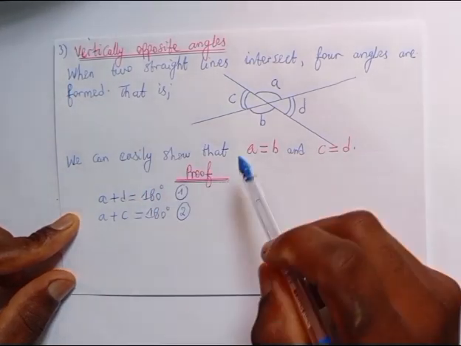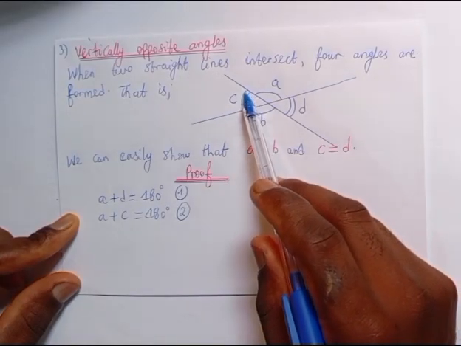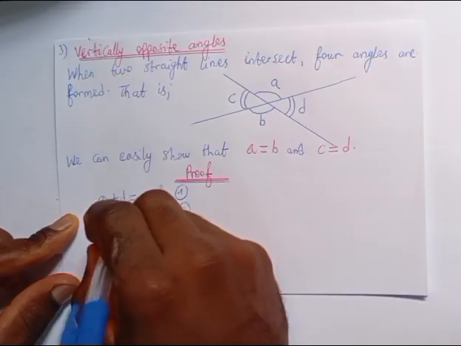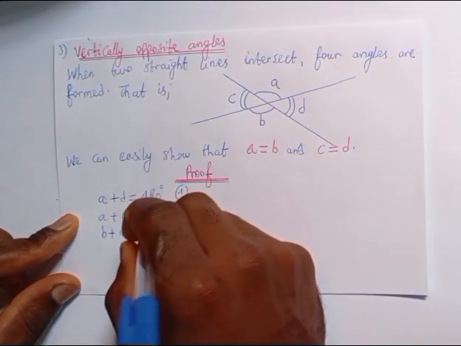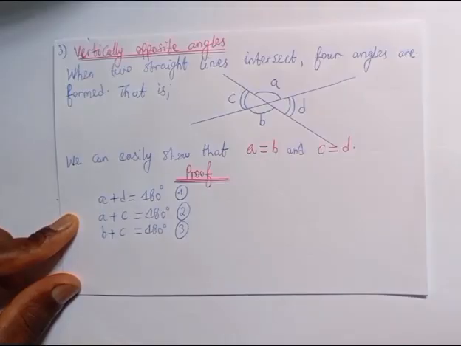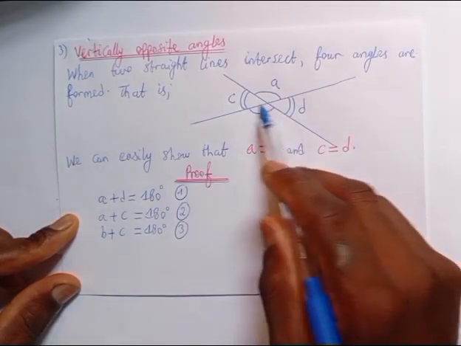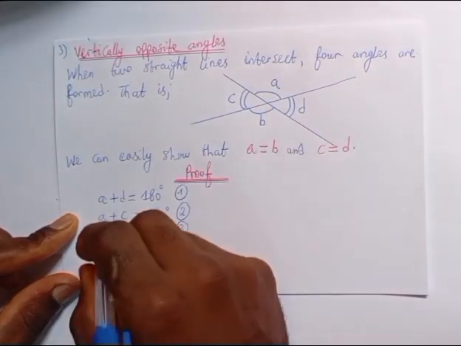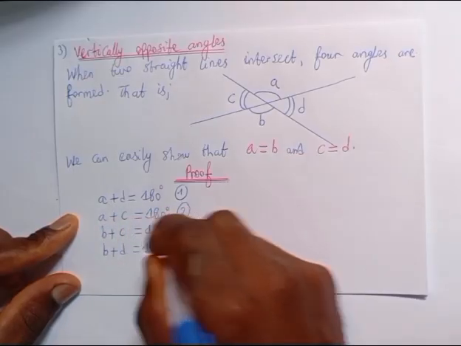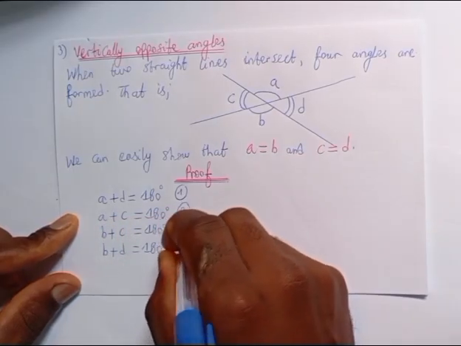We go to the next, we take C and B, they are straight line angles. B plus C is equal to 180 degrees. We call this one 3. And lastly, B and D, they are straight line angles. B plus D is equal to 180 degrees. We call this one equation 4.